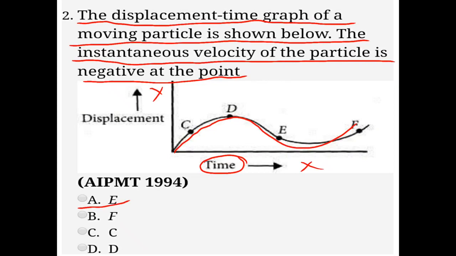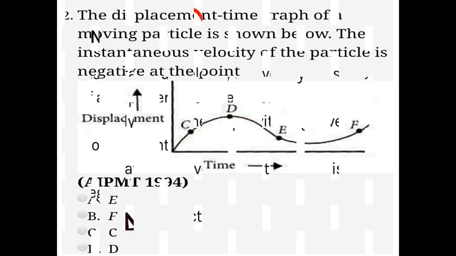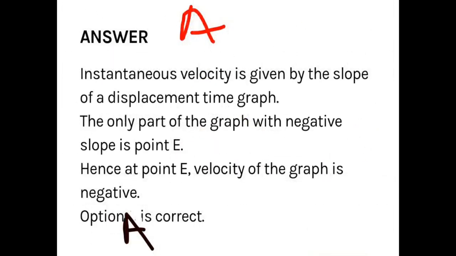Option A, E is the point. Option B, F is the point. Option C, C is the point. Option D, D is the point. There are four options. The answer for question number 2 is option A, the correct answer.